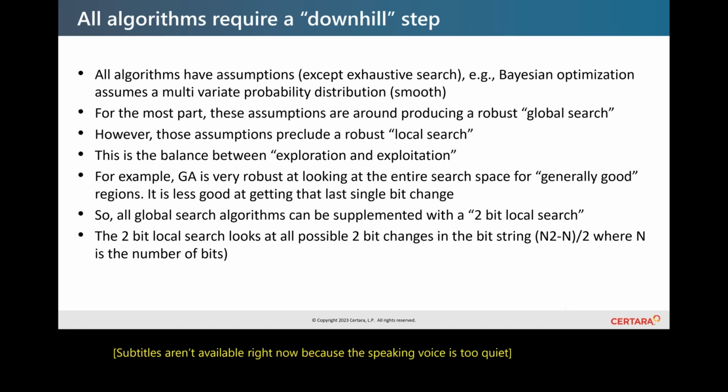All these algorithms have assumptions. We talked briefly about the genetic algorithm, but Bayesian optimization, for example, assumes that the search space represents a multivariate probability distribution that is smooth, and that's not the case. All of these assumptions are generally true across the whole search space, but locally they deviate from this assumption. The objective function, or fitness function, is not smooth locally, and so it's a violation of this assumption. And that means that we have to find some other algorithm to supplement this for local search.